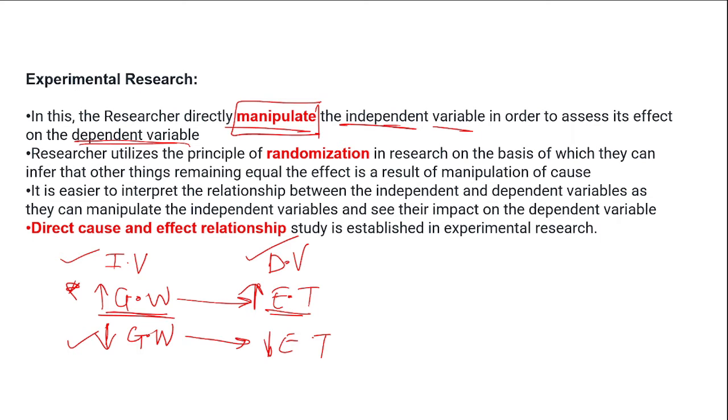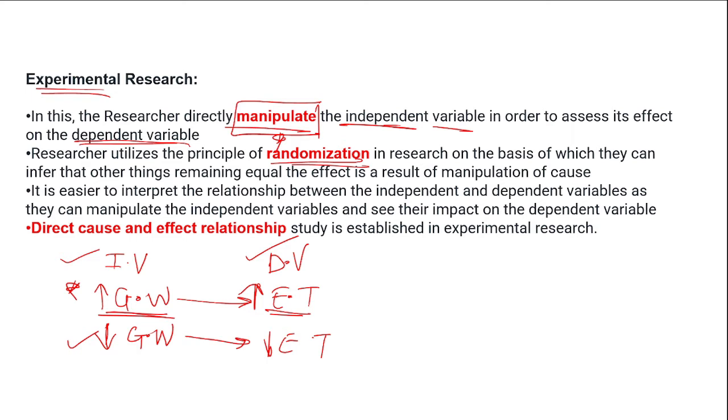Okay, let's see the next point. The researcher utilizes the principle of randomization. In experimental research, the researcher can take the samples randomly. There is a freedom of taking the sample randomly. That is known as randomization.